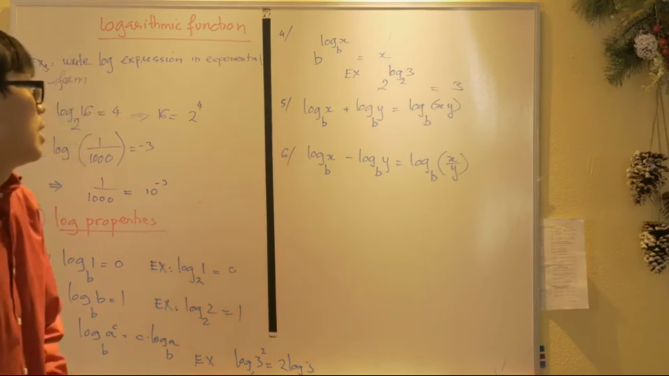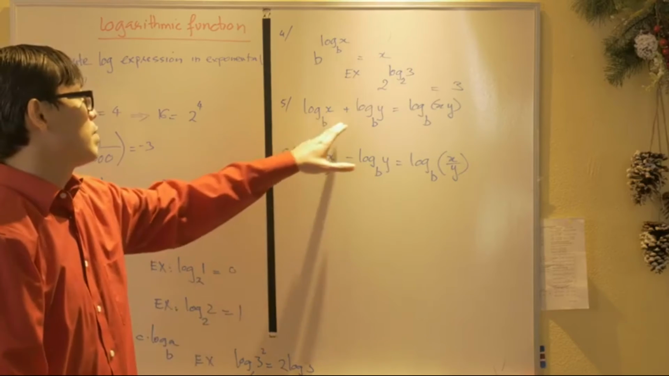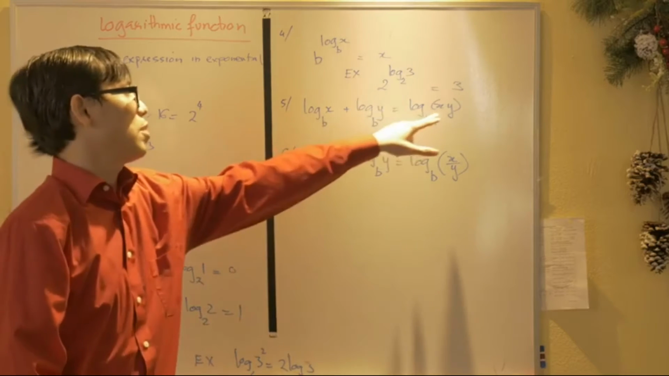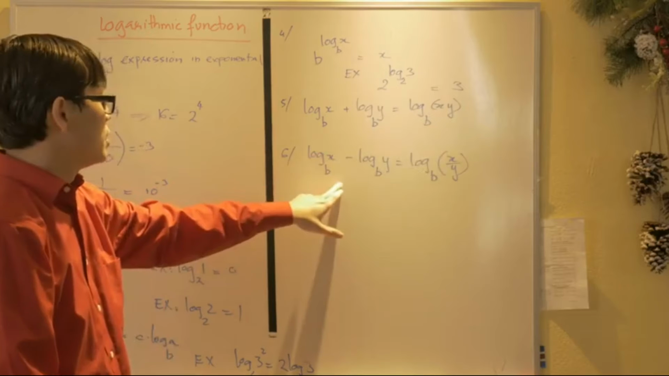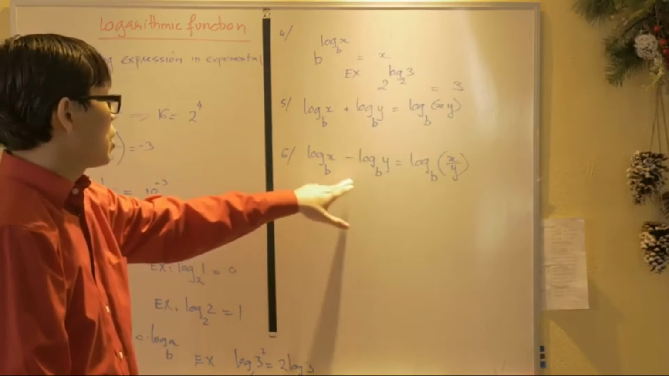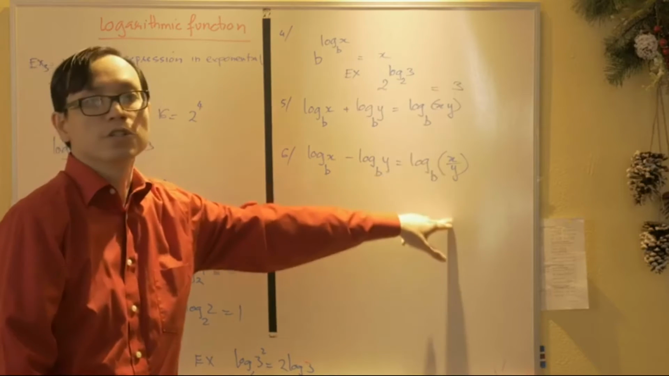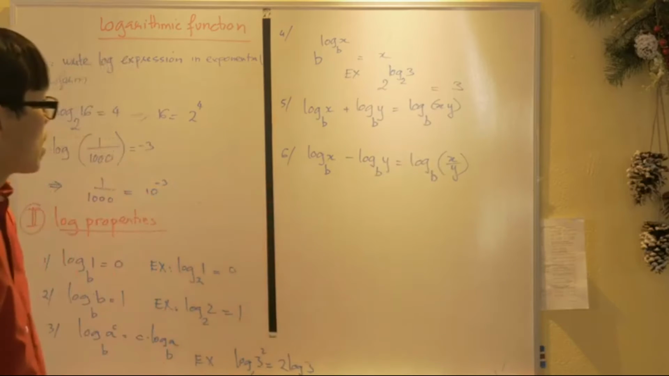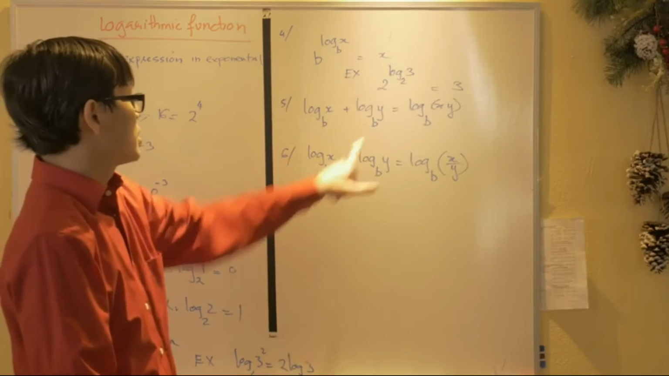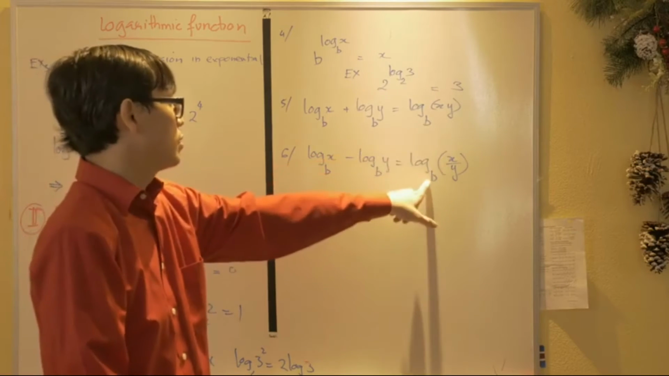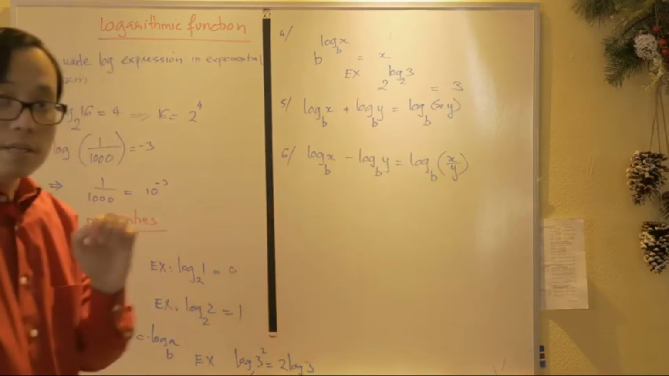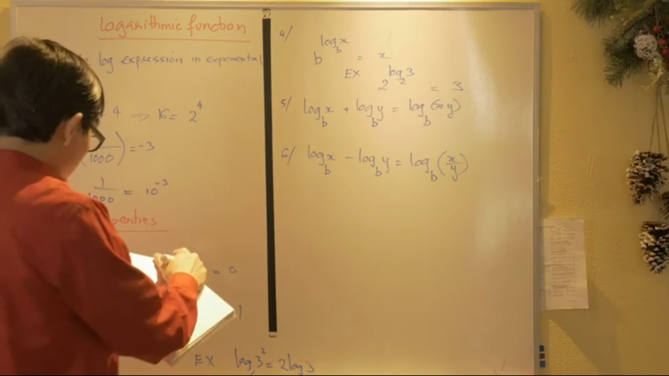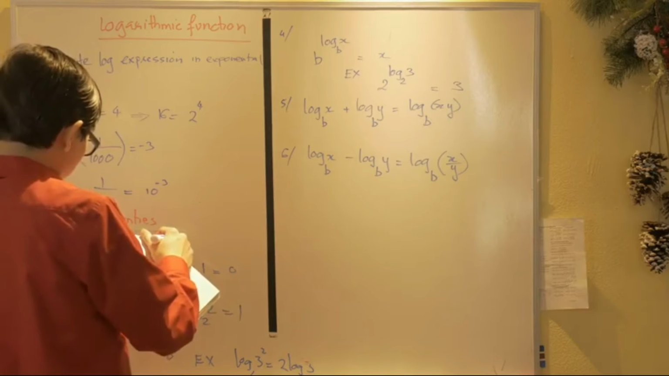This is how I learn it. The sum of the logs is the log of the product. The difference of two logs is the log of the quotient. So remember, the base must be the same in order to combine them like this.